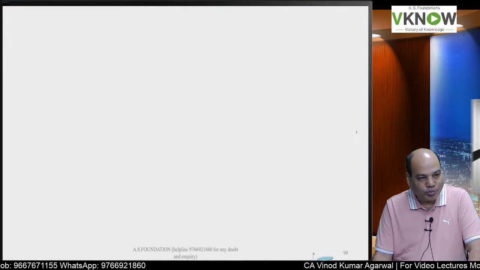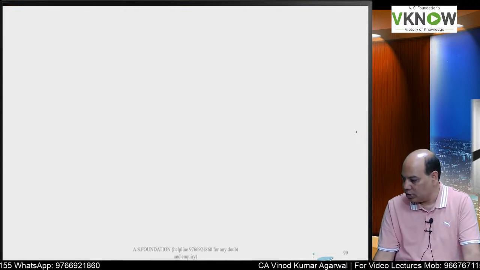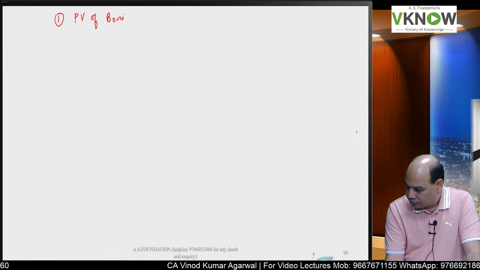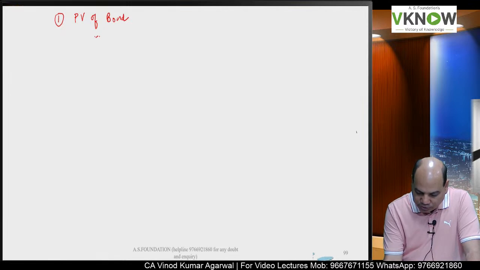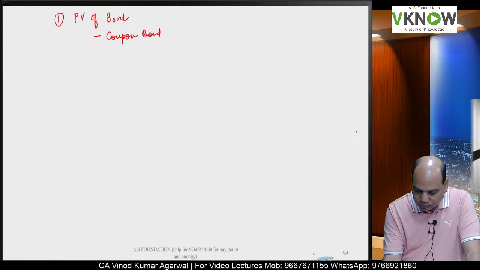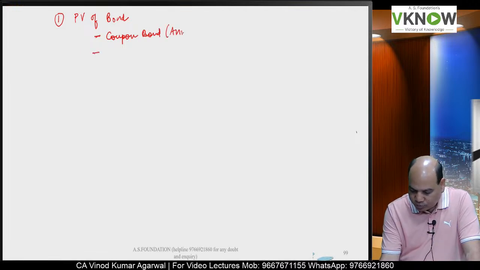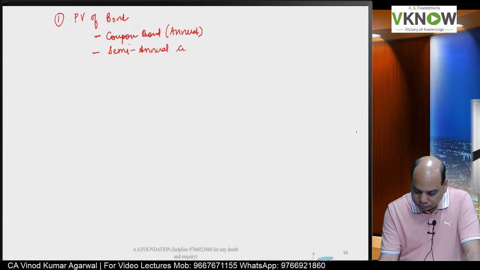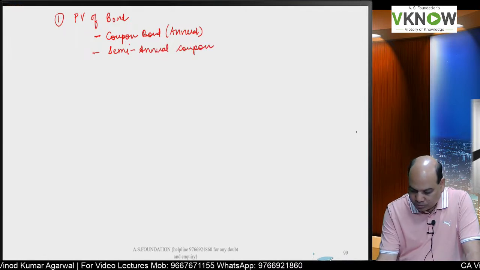Please come to the bond valuation chapter again. What we have studied till now, I'll just revise. We have studied the calculation of present value of a bond. Under that we have seen the coupon bond, that is the annual coupon paying bond. We have seen the semi-annual coupon paying bond.